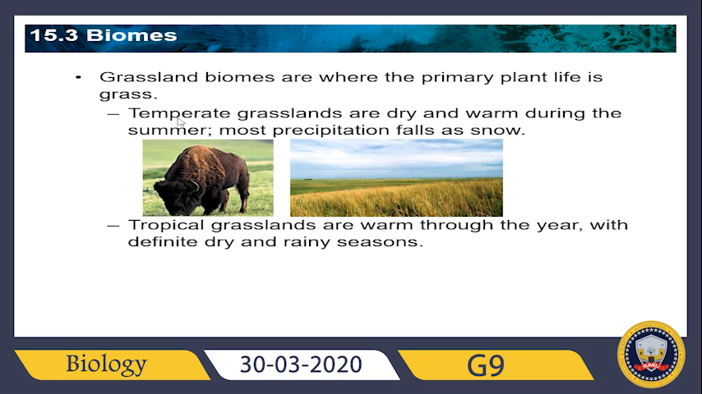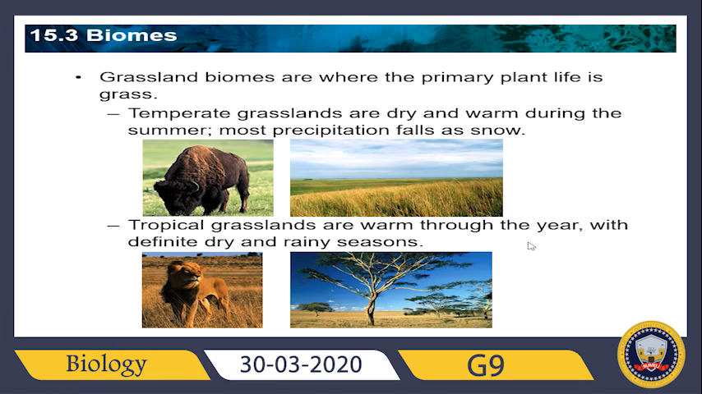So here, the temperate grasslands are dry, warm during the summer, but the precipitation falls as snow, like the grasslands beneath the Rocky Mountains in the United States. Now, tropical grasslands are warm through the year with definite dry and rainy seasons. We need to know something here, guys. In tropical grasslands, the limiting factor is rain. It's like the savanna in Africa. Life will thrive only during the rainy season. During the rest of the year, it's only survival mode for all the species living there.